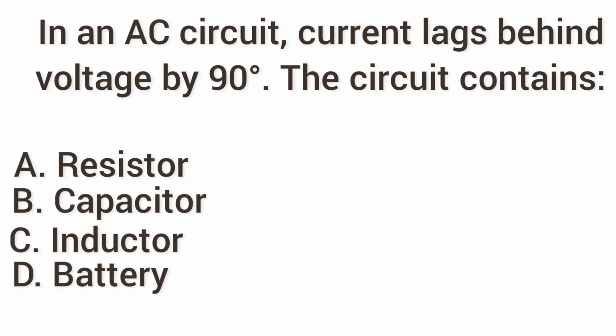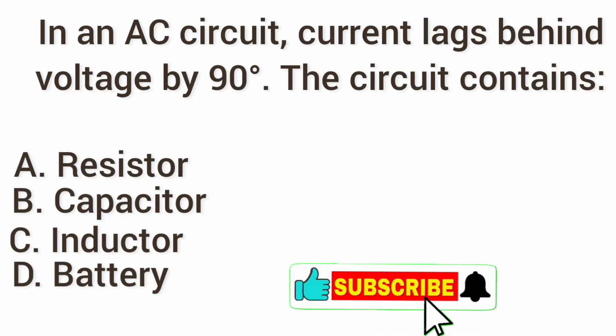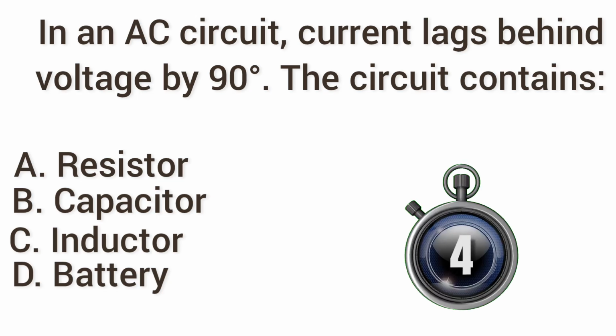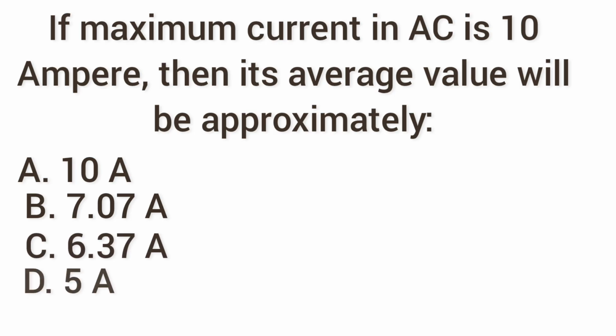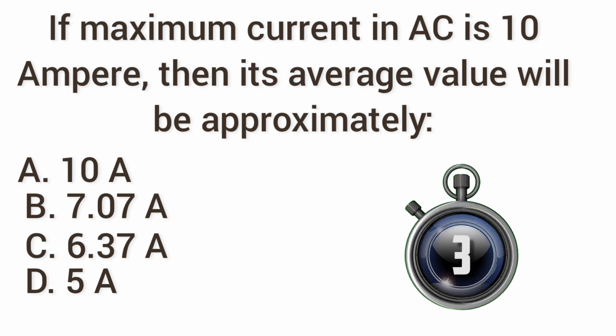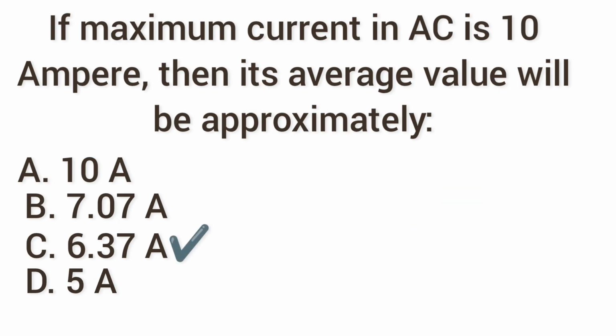In an AC circuit, current lags behind voltage by 90 degrees. The circuit contains. Right option is C, inductor. If maximum current in AC is 10 ampere, then its average value will be approximately. Right option is C, 6.37 ampere.